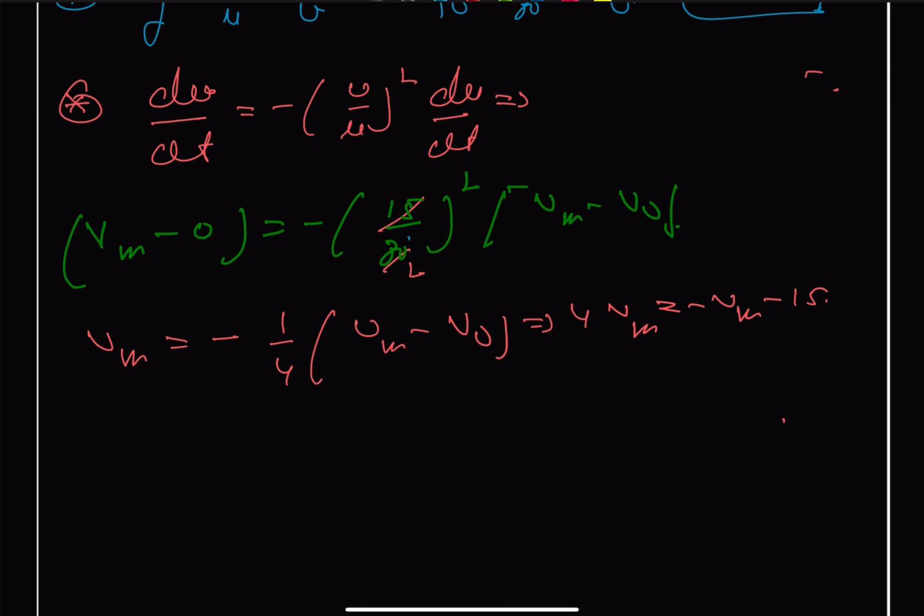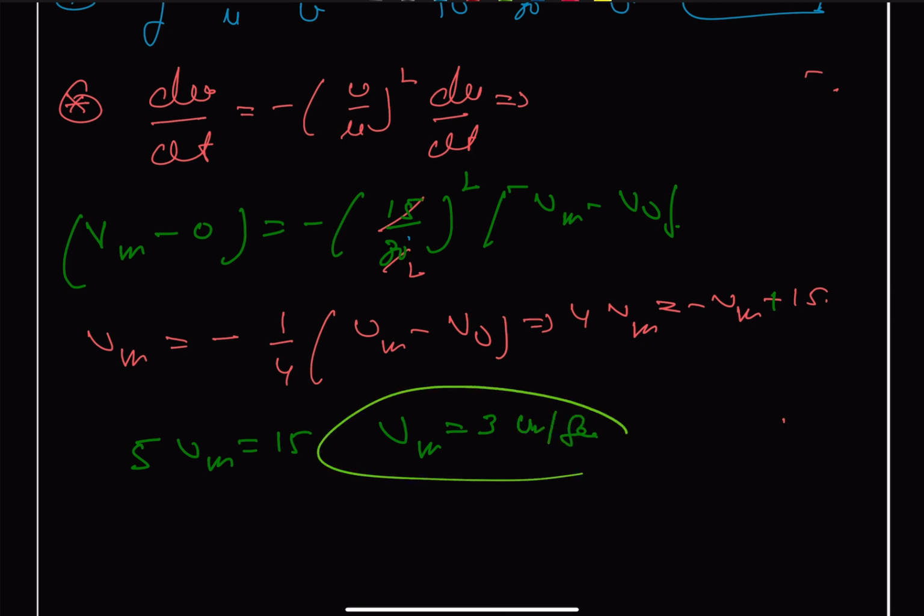Therefore, this is a minus of 4 minus this, and this becomes plus. Now this becomes Vm plus 15, giving us Vm is equal to 3 centimeter per second. Now it's the correct one. Okay, I messed it up. Okay, next question.